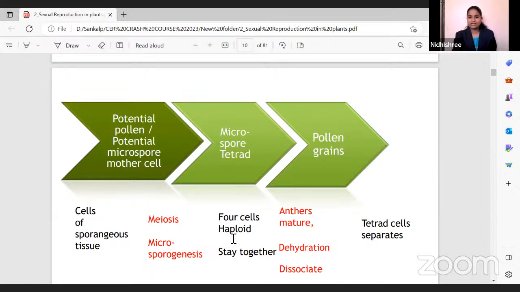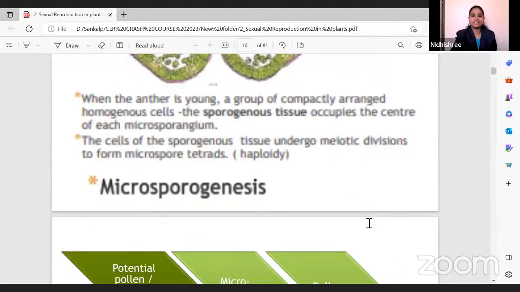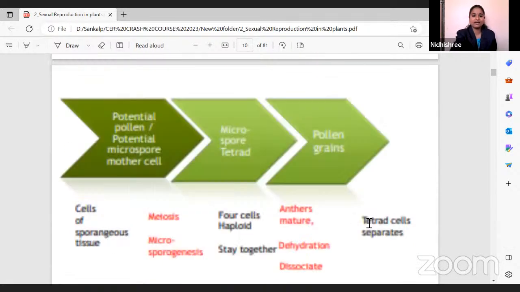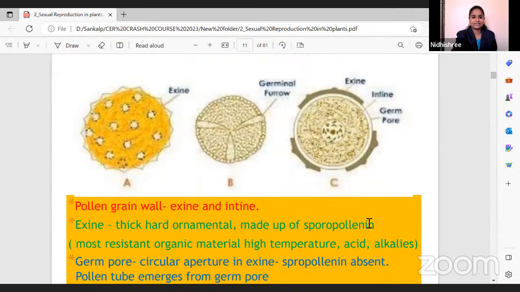Then 4 cells ಆದ್ಮೇಲೆ anthers in that will mature. Then tetrad cell separates. Tetrad cell means here. So these tetrads 1, 2, 3, 4 are there. These will all separate and pollen grains will be released.